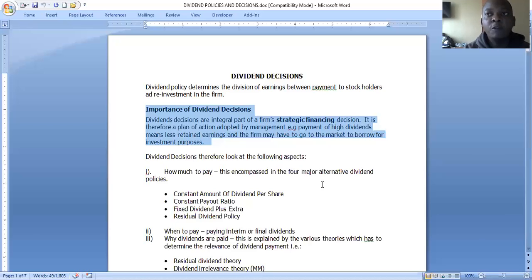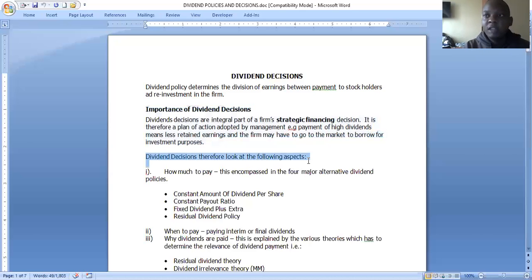Because if we retain profit, this retained earnings will serve as an extra source of finance for the business, and it can be used to finance its profitable investments, and therefore the business will end up growing. So when firms retain profits, then they may not go to the financial markets to borrow or issue more shares to raise finance because they have raised some of their finances through retaining of their profits.